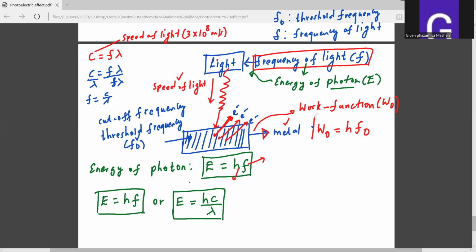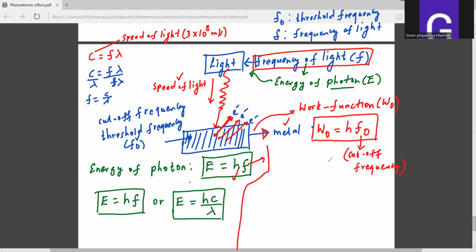So you need to understand this: h multiplied by f naught. What is this f naught? The f naught is called the cutoff frequency. So when we are calculating the work function, we are calculating the work function of the metal, not of light. So it's very important to be able to understand what I'm talking about.